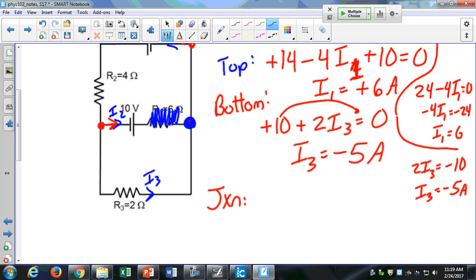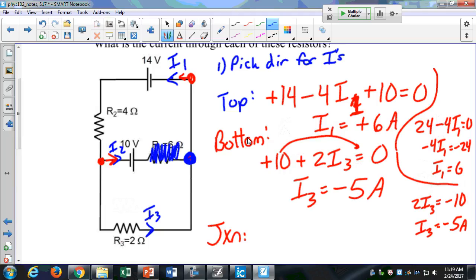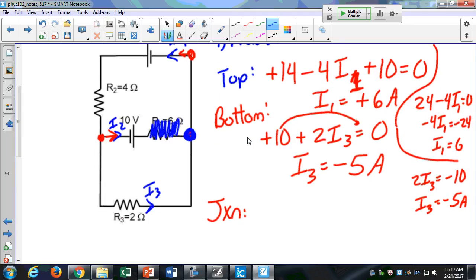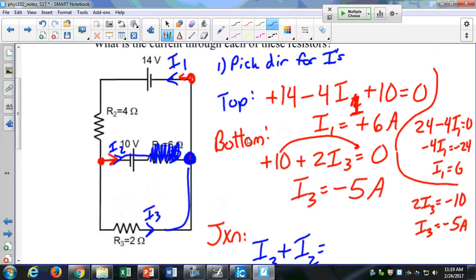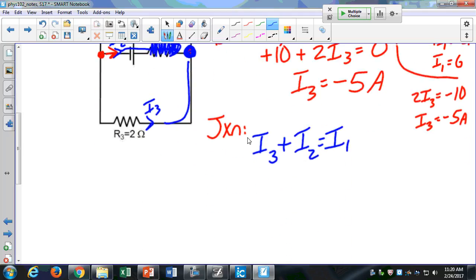I'm just going to pick a junction. Doesn't really matter which one. In, the currents going into this junction are I3 and I2. So I have I3 plus I2 equals, the current going out is I1. So that's my application of the junction rule.